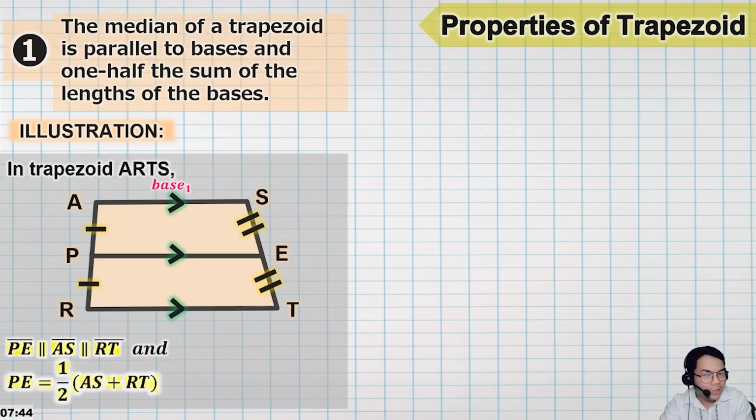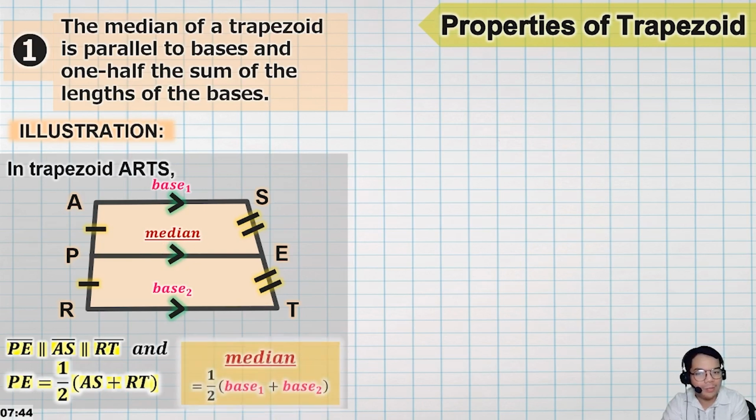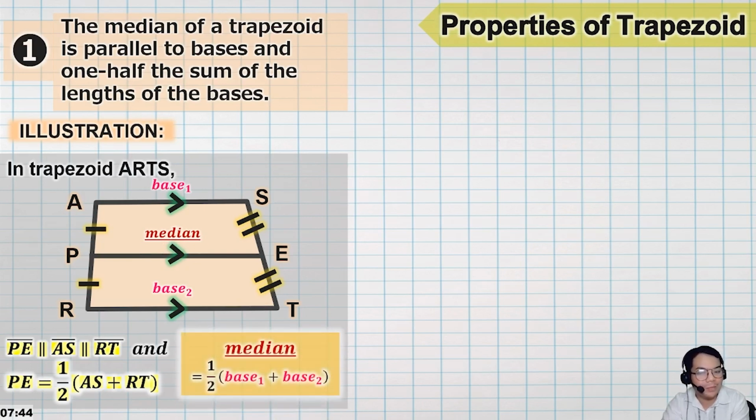I don't know if you noticed this, but this is also present in the area of a trapezoid. The reason why the formula for the area of a trapezoid has one half base 1 plus base 2 is that technically you're getting the median of the trapezoid. So that will be our formula for the median: it is equal to one half the sum of the bases.